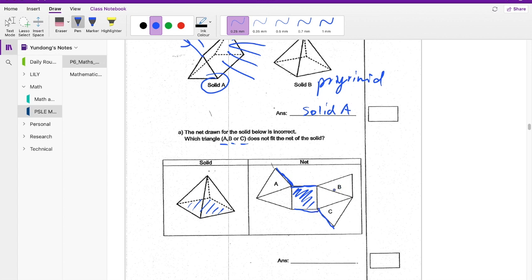This one can overlap with this one. While for this B, it's clear that this side is much longer than this one, right? So if I pull this to here, this one to here, to form the pyramid, then this one cannot overlap with this one. So B does not fit. The answer is B.